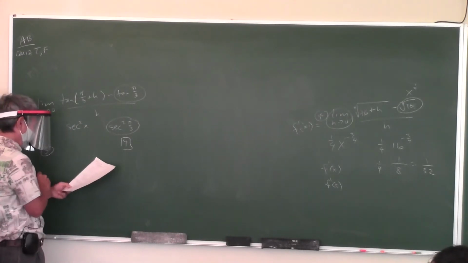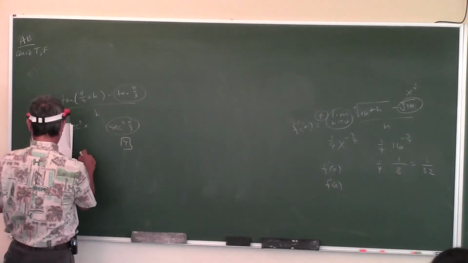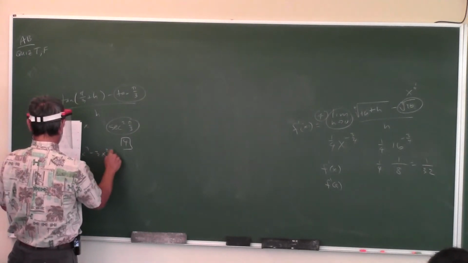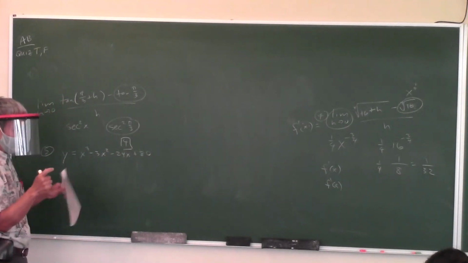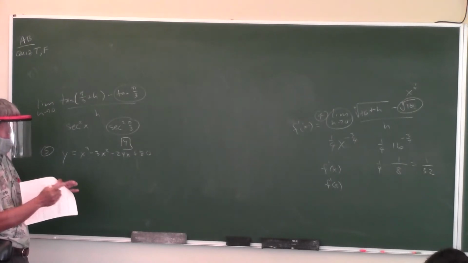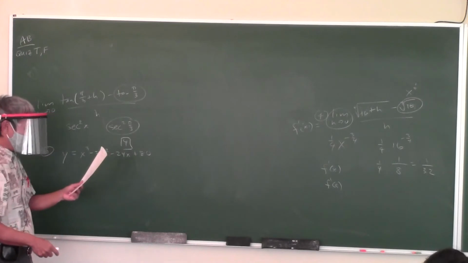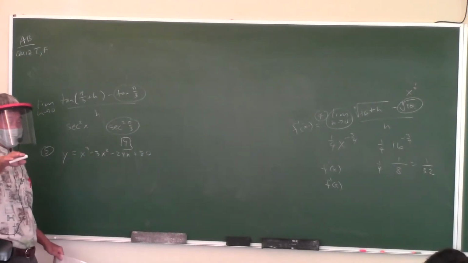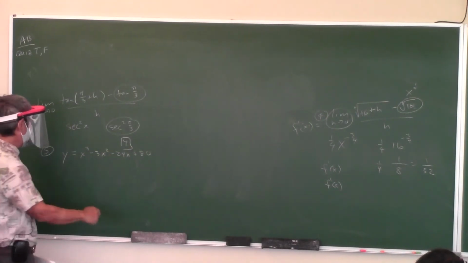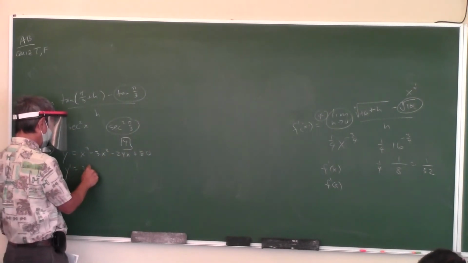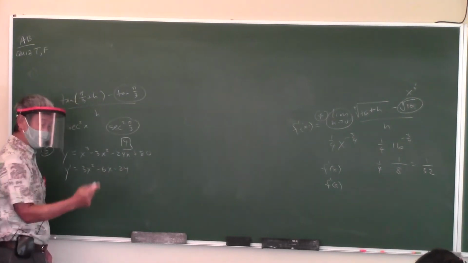All right, number 5. I think the worst part of this problem was the arithmetic. Okay, so find the points on the graph. Anytime they use the word points on the AP exam, that means you have to give an x coordinate and a y coordinate, where the tangent line is parallel to the x-axis. That means horizontal. That means we need the slope to be 0. So we take the derivative, and we want to know when is that equal to 0.